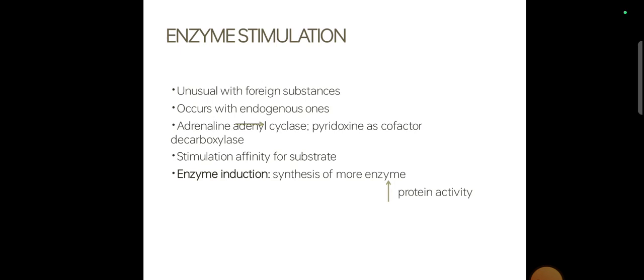Enzyme stimulation is unusual with foreign substances, but occurs with endogenous ones. Examples: adenylyl cyclase; pyridoxine as a cofactor for decarboxylase, stimulation by increased affinity for substrate. In enzyme induction, synthesis of more enzyme means more protein activity.